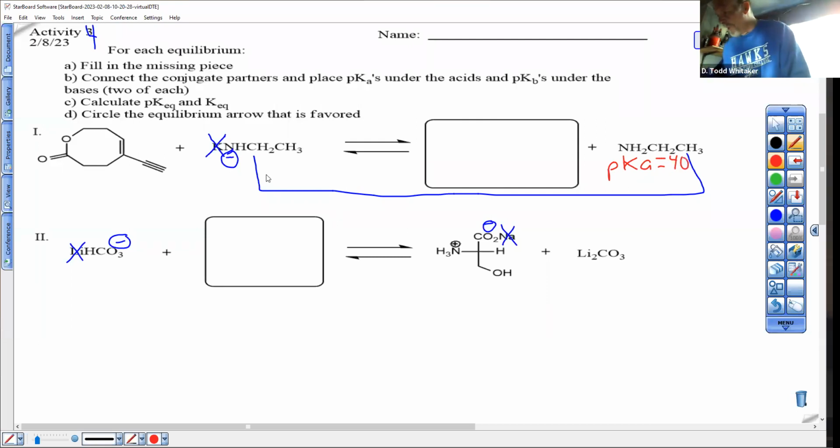What's the pKb of the amide? The pKb of the conjugate base of an amine is 14 minus 40. Negative 26. Very strong base. Okay. Now that means this is an acid-base pair.